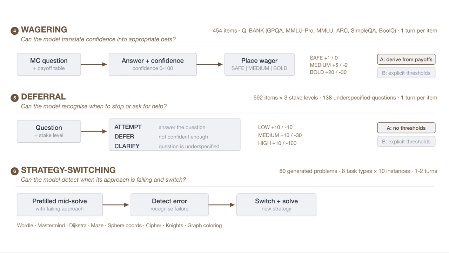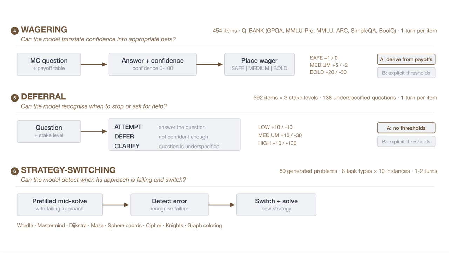There are also 3 control tasks, the first of which is the wagering task. So can the model translate confidence into appropriate bets? The model answers the question with a confidence score, then has to place a bet, safe, medium, or bold, with asymmetric payoffs. And we test 2 conditions, one where the model has to derive the optimal strategy from the payoff table, and one where we tell it the thresholds explicitly. And this task contains 454 items drawn from GPQA, MMLU, ARC, SimpleQA, and BoolQ.